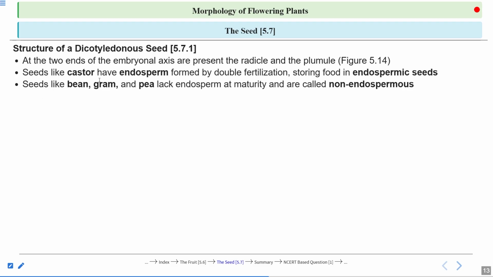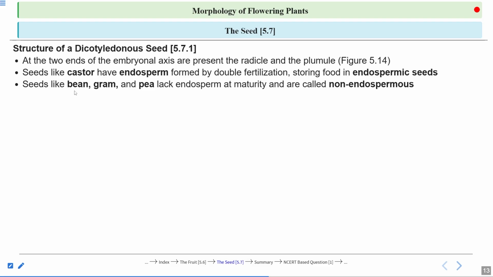Seeds like castor have endosperm formed by double fertilization, storing the food material. Now we have two different types of seeds depending upon whether endosperm is there or not. The castor has endosperm formed by double fertilization storing the food material in it, and that type of seed is called an endospermic seed.